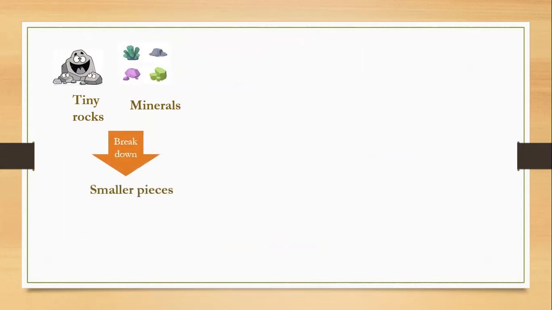First of all, the tiny rocks and the minerals, both of them break down to form smaller pieces. The tiny rocks and the minerals which are found under the ground break down into smaller pieces, either by themselves or, for example, from heavy rain, floods, or earthquakes. So the tiny rocks and the minerals found under the ground will be broken down into smaller pieces. Then what happens also?